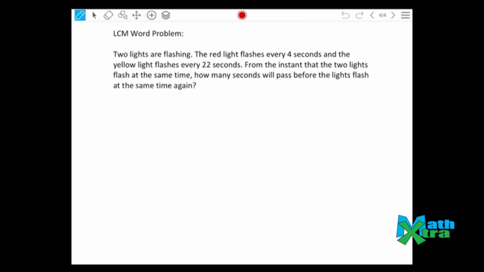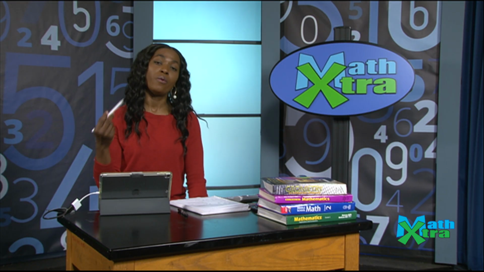Let's take a look at an LCM, or least common multiple, word problem. The problem reads, 2 lights are flashing. The red light flashes every 4 seconds, and the yellow light flashes every 22 seconds. From the instant that the 2 lights flash at the same time, how many seconds will pass before the lights flash at the same time again? The same time again lets me know it's going to be an LCM word problem, okay? Think about what we just mentioned before. Multiples go on and on and on forever. Just like time, time is never ending. That's how you know it's a least common multiple problem. So let's take a look.